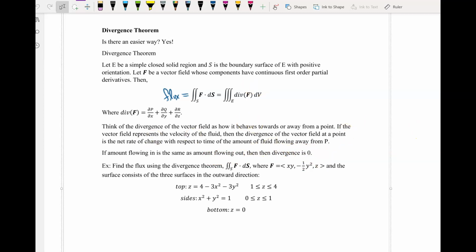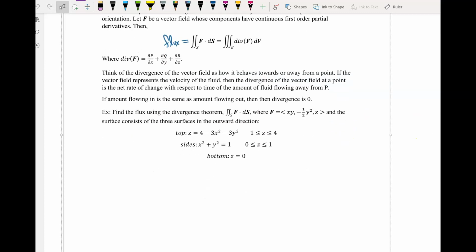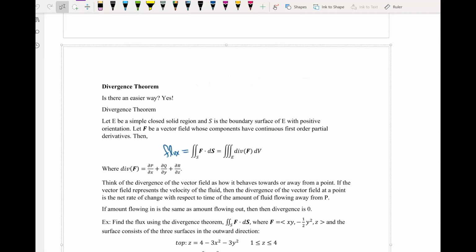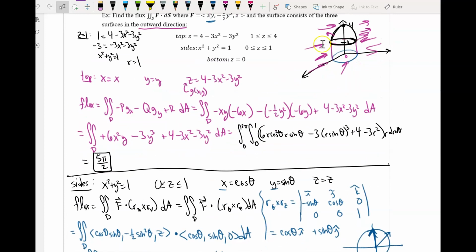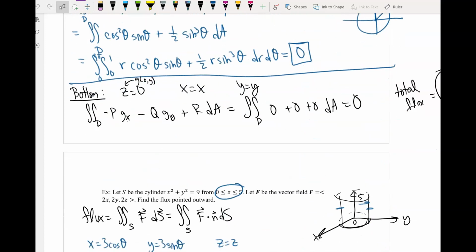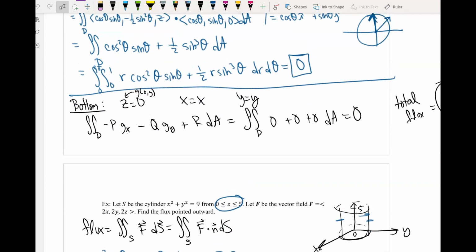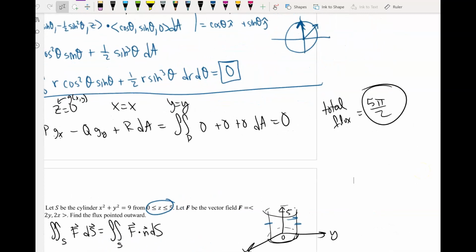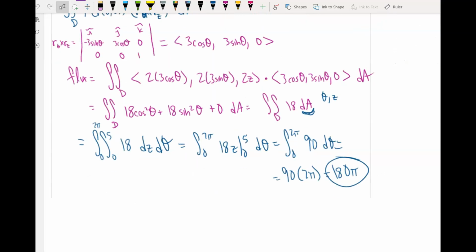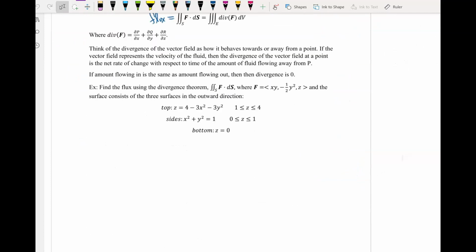Okay, so we're going to use the divergence theorem on this problem. It should be very familiar to you. It was this terrible problem where we got our answer to be 5 pi over 2. Notice that we needed to look at all 3 different sides to find the total flux. Let me go ahead and show you that the answer was 5 pi over 2. Now we're going to do the same problem, but using the divergence theorem.